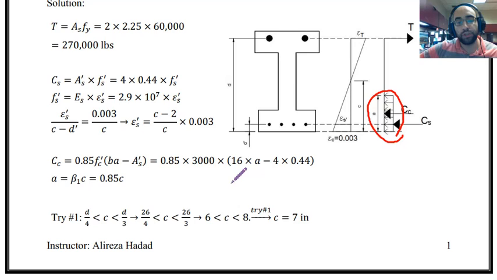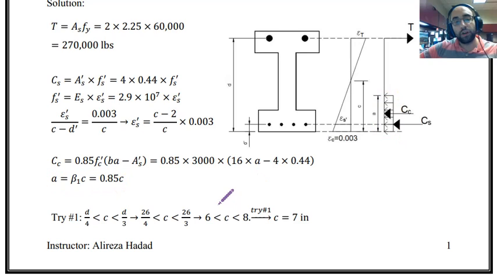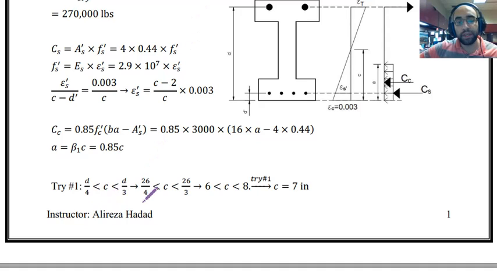And of course, A is the value that we don't know. We don't know the depth of compression block, but we know we have this relationship between A and C. A is equal to beta 1 C. So instead of A, I can put C multiplied by beta 1. Right? This way, the compression force in concrete will also be a function of C, depth of neutral axis. And now that everything is a function of C, I can make the assumption about C and then begin the trial procedure.